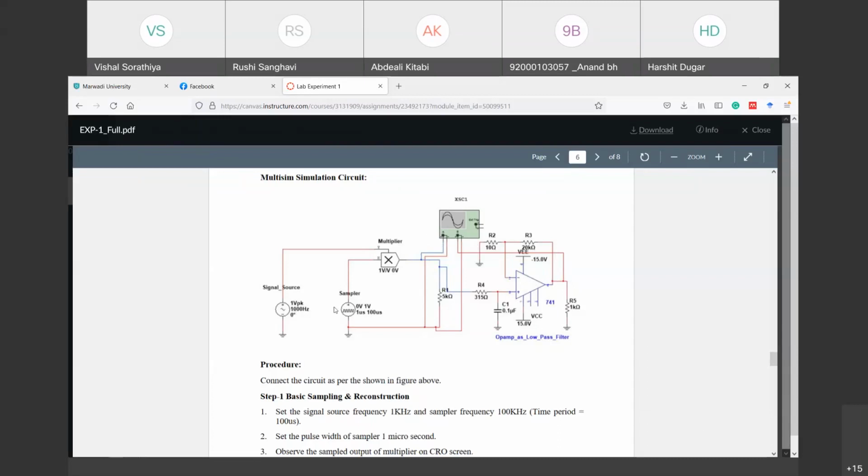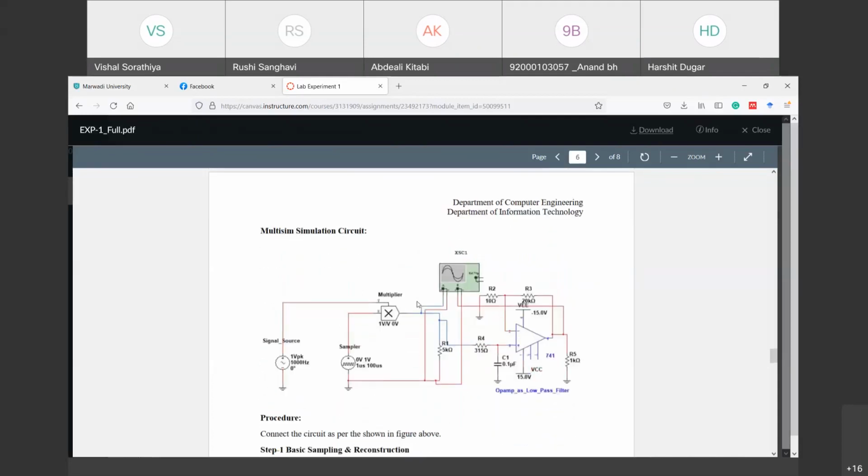Whatever frequency you have set in the signal source and sample source, change both frequencies. Here you have set 1 kilohertz, so whatever the time period of this sampler, try to change it to 30 microsecond, 40 microsecond, 50, 100, 200, and see what type of signal you retrieve back. So you will get the idea of the Nyquist criteria. This exercise you need to perform in your Multisim circuit.